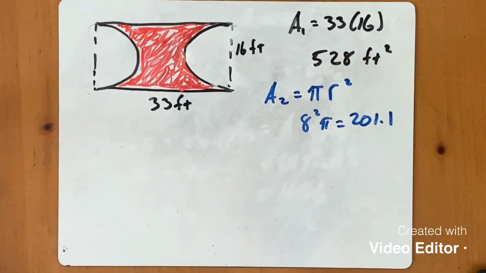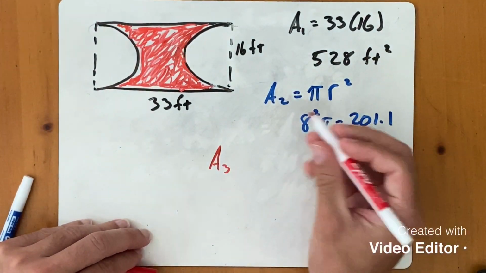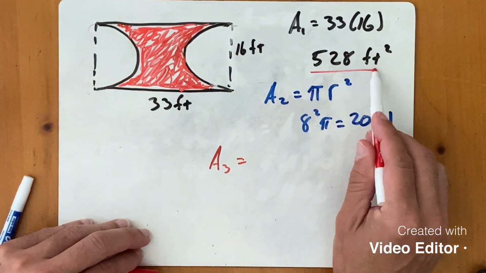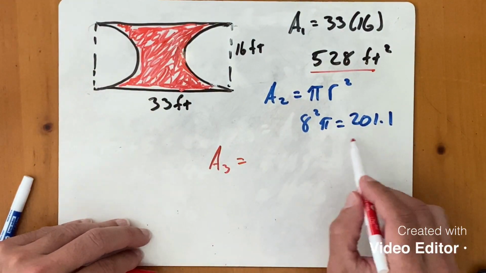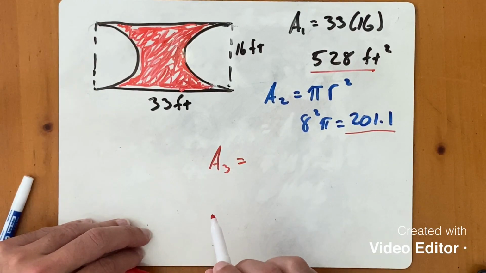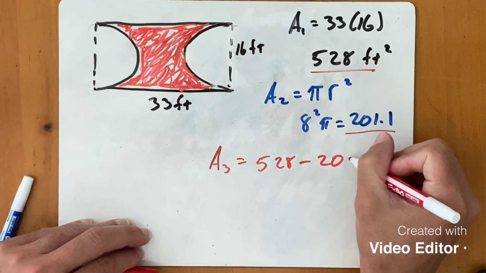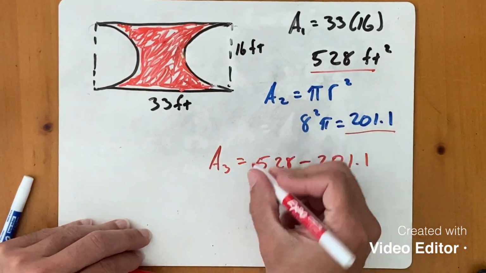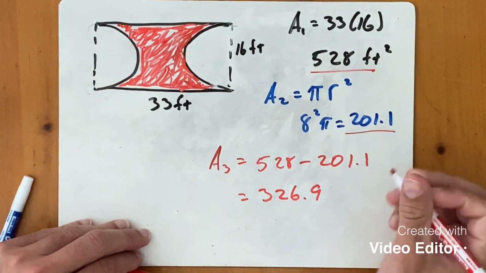Now I want the area of the shaded region, so we'll do that in red. Again, I'm going to take the area of the entire shape, which was the 528, and then I'm going to subtract out the area of the 2 half circles, which was the 201.1. So I'm going to do 528 minus 201.1 in my calculator, and that's going to give me an ending result of 326.9 square feet.